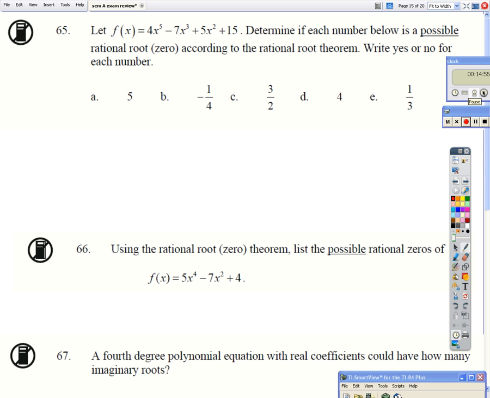Okay, so since we have a few questions here all for the same problem, I'm just going to list all the possible rational roots. And then I'll see which ones from A through E match. So P can be 1, 3, 5, or 15. And Q can be 1, 2, or 4.